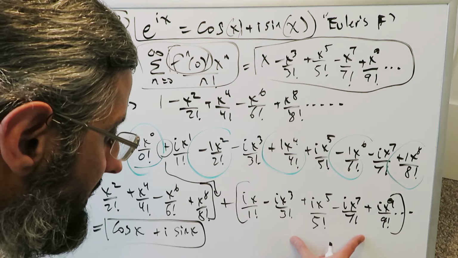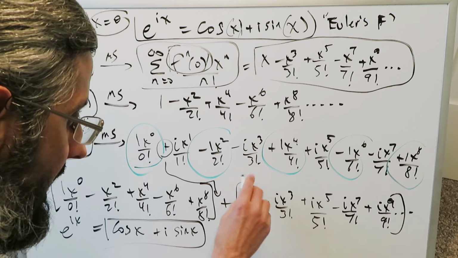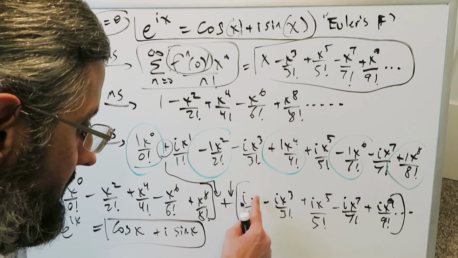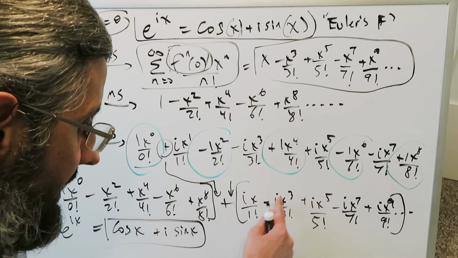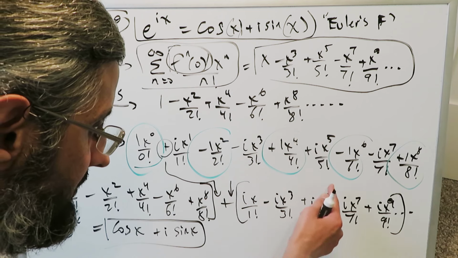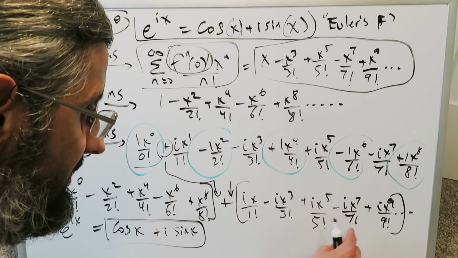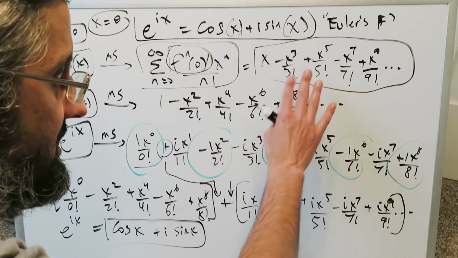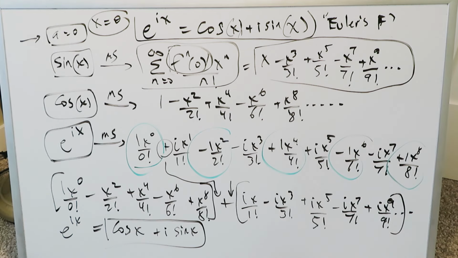Remember here again, you can isolate the i and bring the i out right over here. Then you're just looking at x over 1 minus x cubed over 3 factorial plus x to the 5 over 5 factorial minus x to the 7 over 7 factorial, on and on, which right there is your sine series.